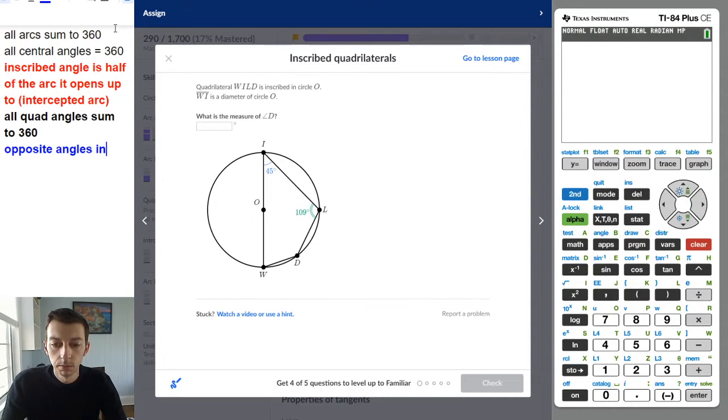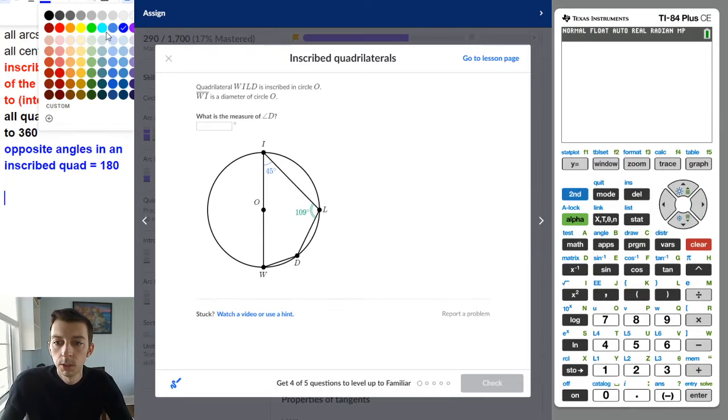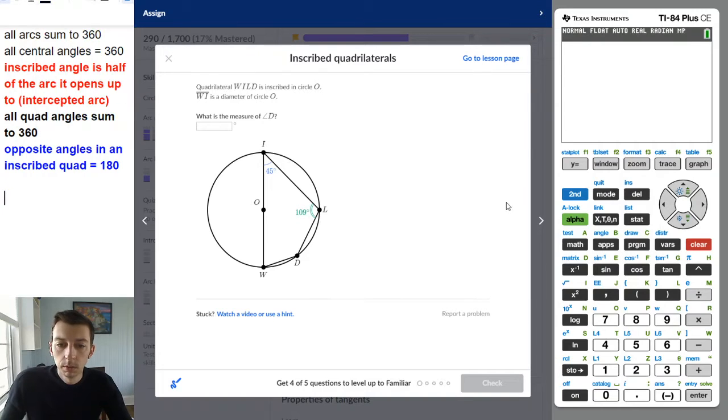angles in an inscribed quadrilateral are supplementary. They equal 180 degrees. And so we're going to use that idea in these problems. So if you didn't know that, you've got to understand that going forward. So let's take a look.